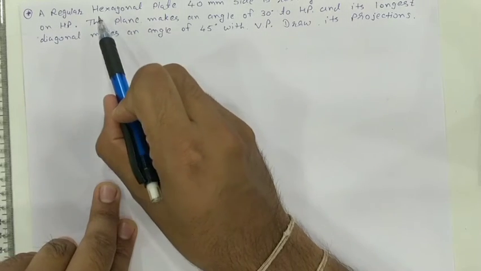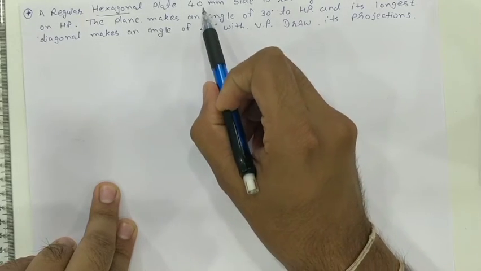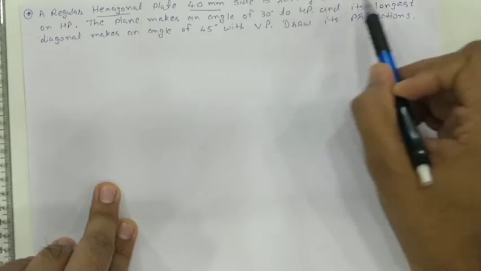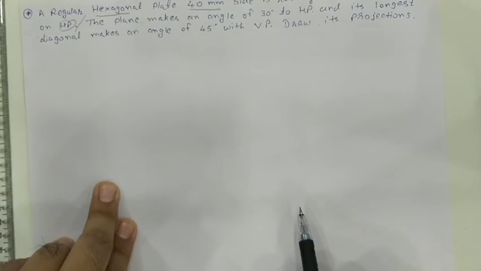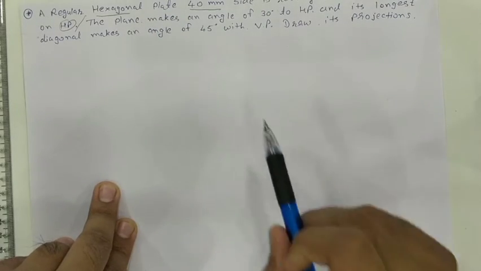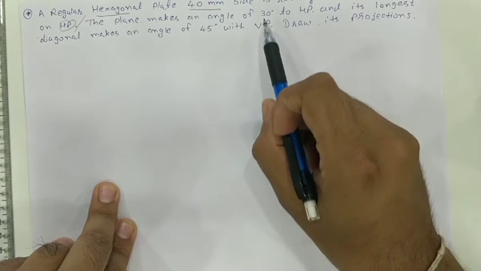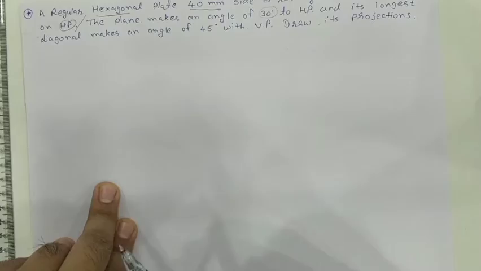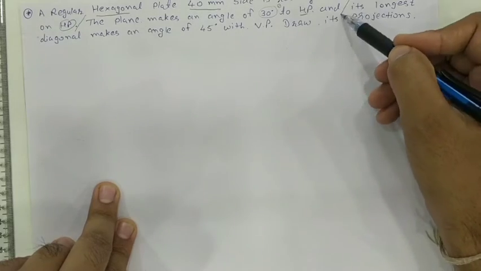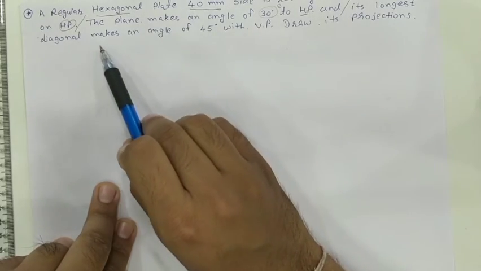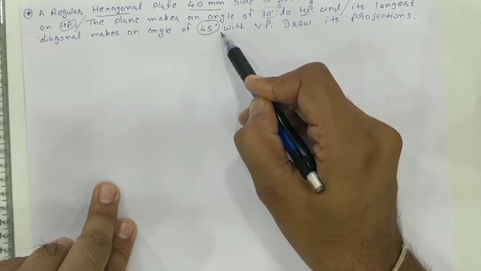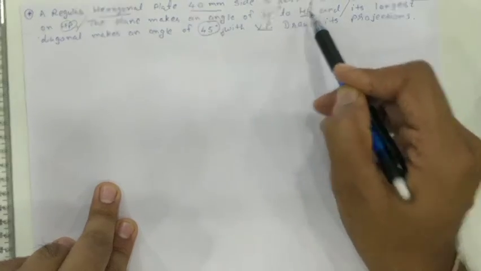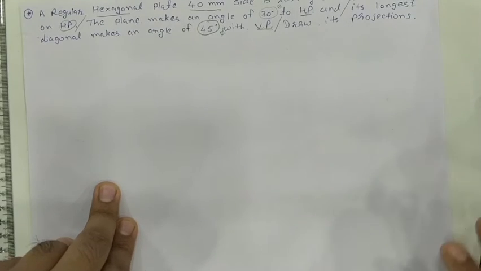There is a basic detail given: a hexagon of 40 mm size, resting on one of its edges on HP. This is my step 1. The plate, the hexagon, makes an angle of 30 degrees, which is my theta, with HP. This is my step 2. Its longest diagonal makes an angle of 45 degrees with VP. This is my phi, the inclination with VP, and this is my step 3.